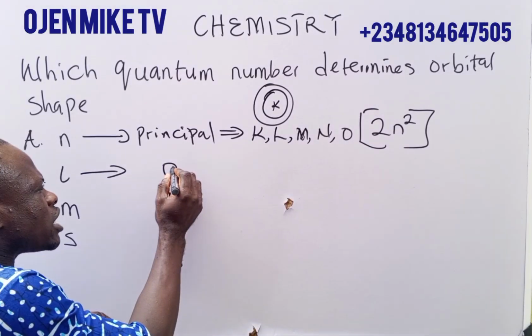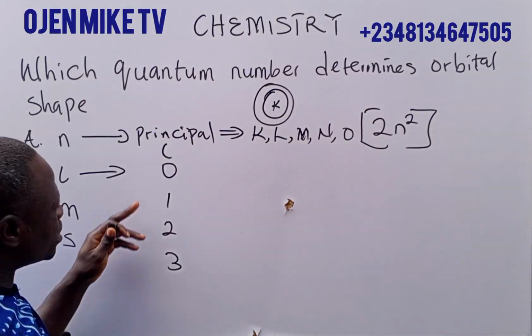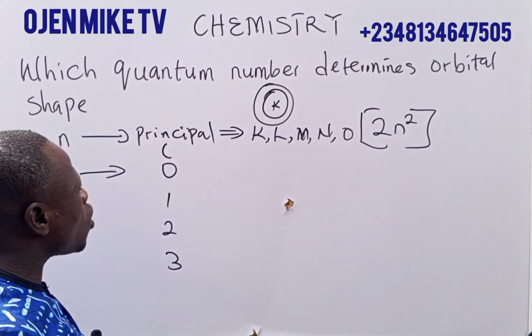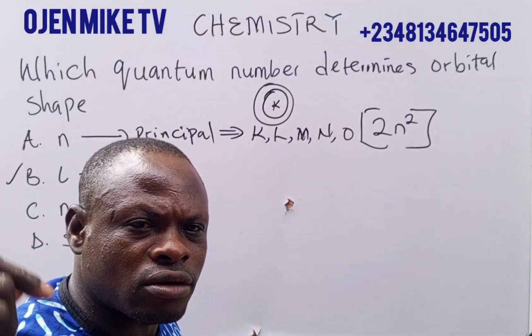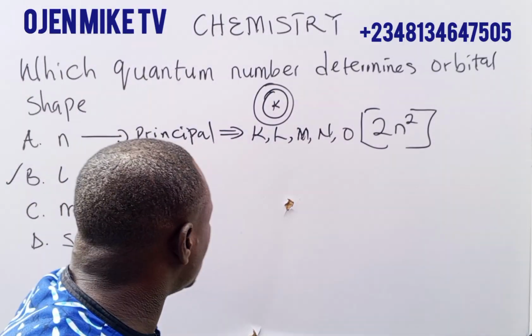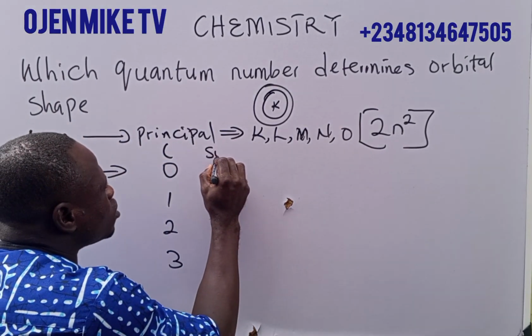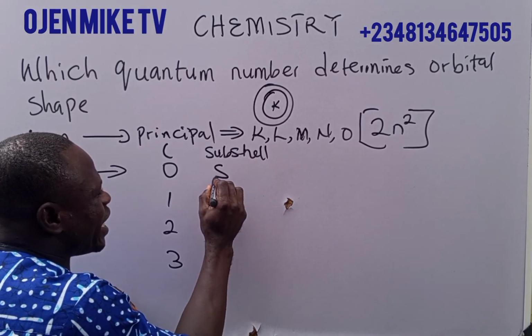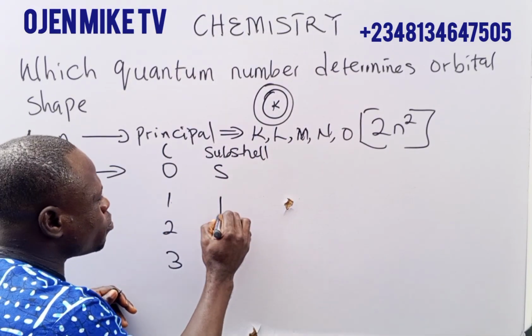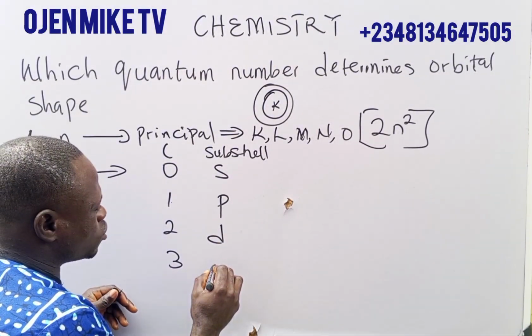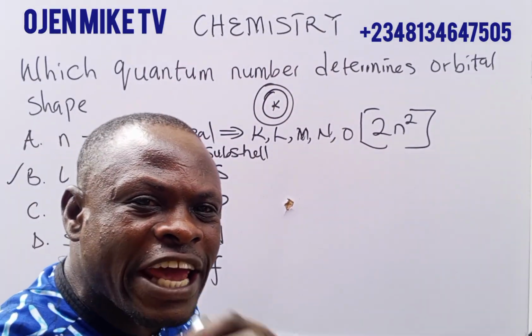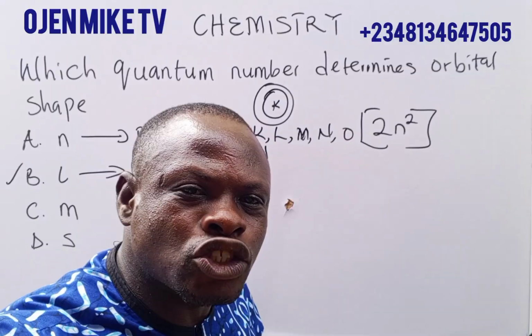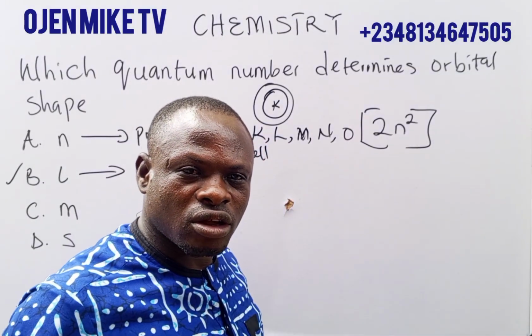Now, this value, represented as L, has subshells. The subshell for 0 is s, the one that is 1 is p, this one is d, and this one is called f. That is what we call spdf, used in electronic configuration.